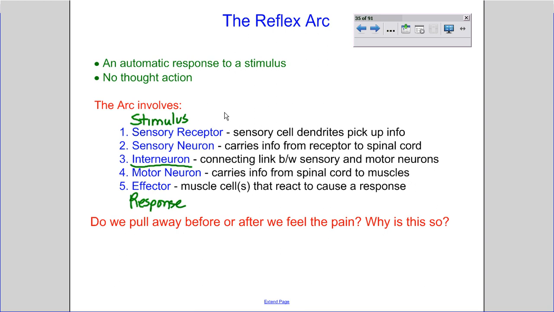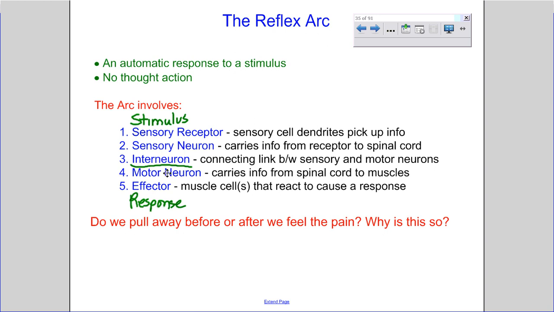The arc involves five things listed here, but really we also have to have a stimulus and a response. So we have a stimulus, then a sensory receptor, which has dendrites that pick up the information that there's a stimulus there, a sensory neuron, which carries information from the receptor to the spinal cord, and an interneuron. Inter means between, remember, and that's going to connect or carry information between the sensory neuron and the motor neuron. The interneuron is found within the spinal cord, and it carries information between the sensory and motor neuron.